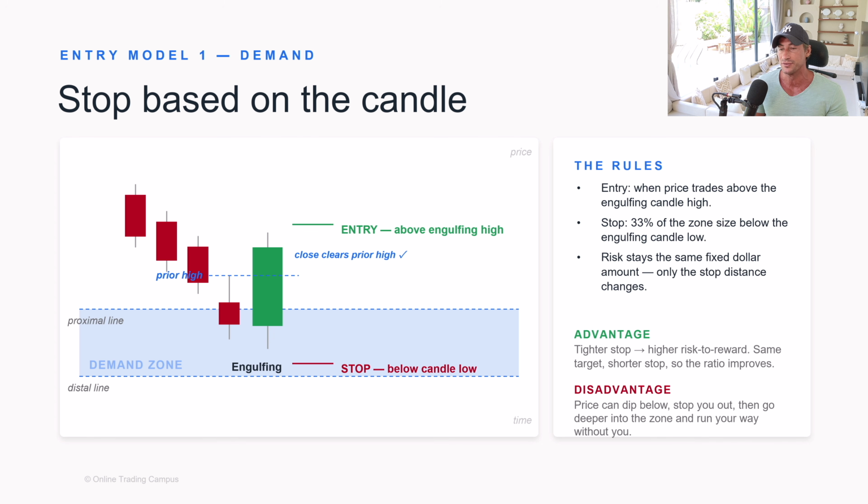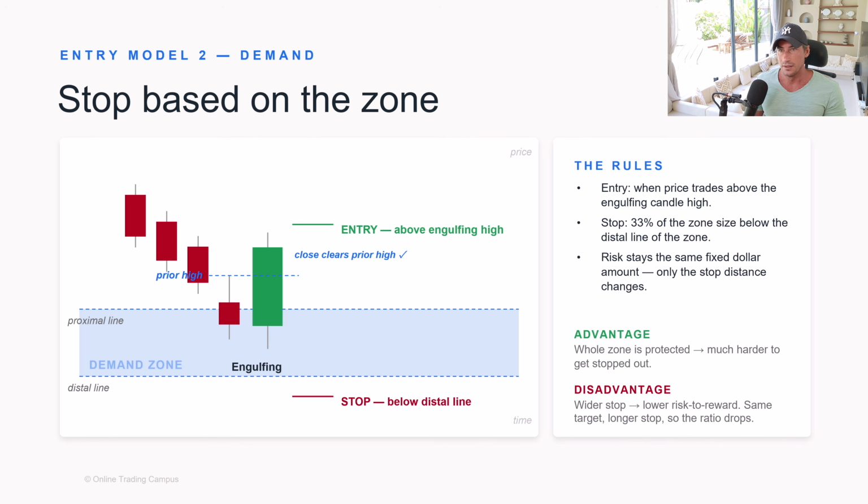Tighter stop, higher risk to reward. The bad part is real too. Price can dip just below your stop, take you out, and then turn around and go your way without you. You were right about the zone, directionally speaking, but the tight stop shook you out. That is the trade-off.